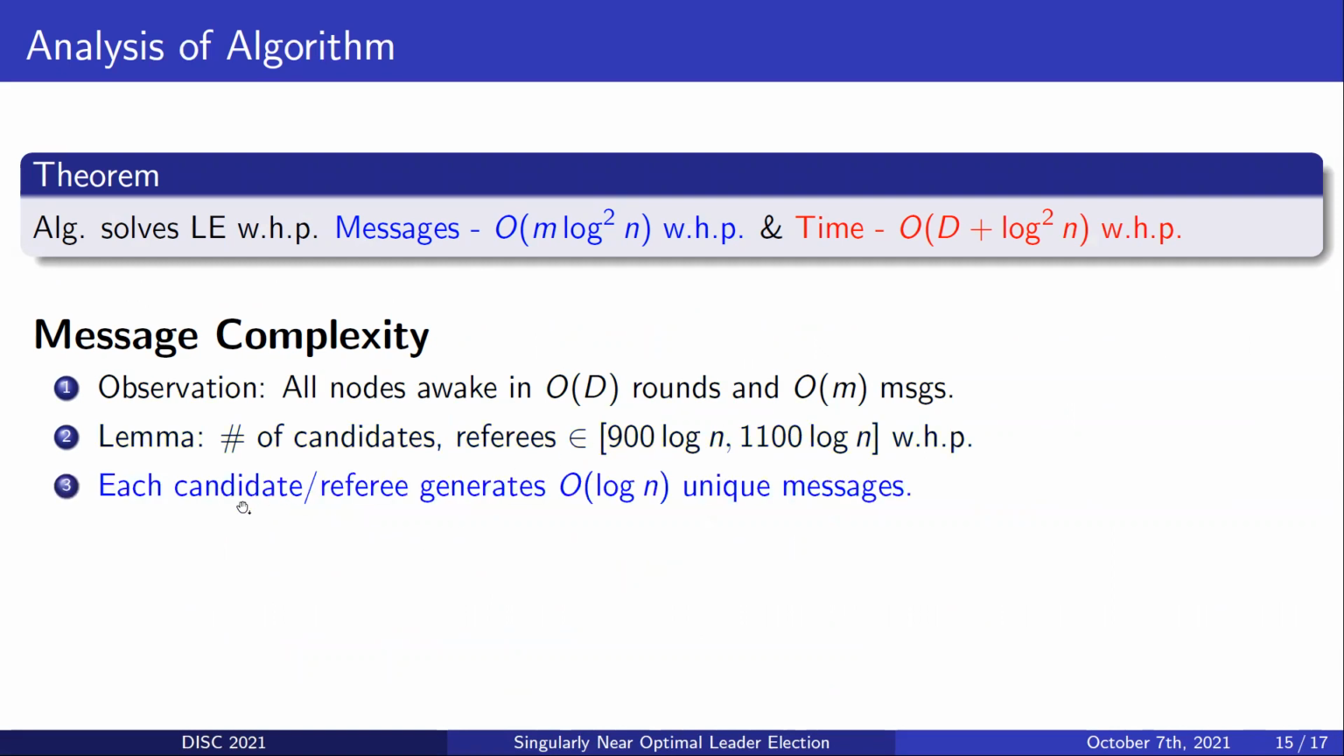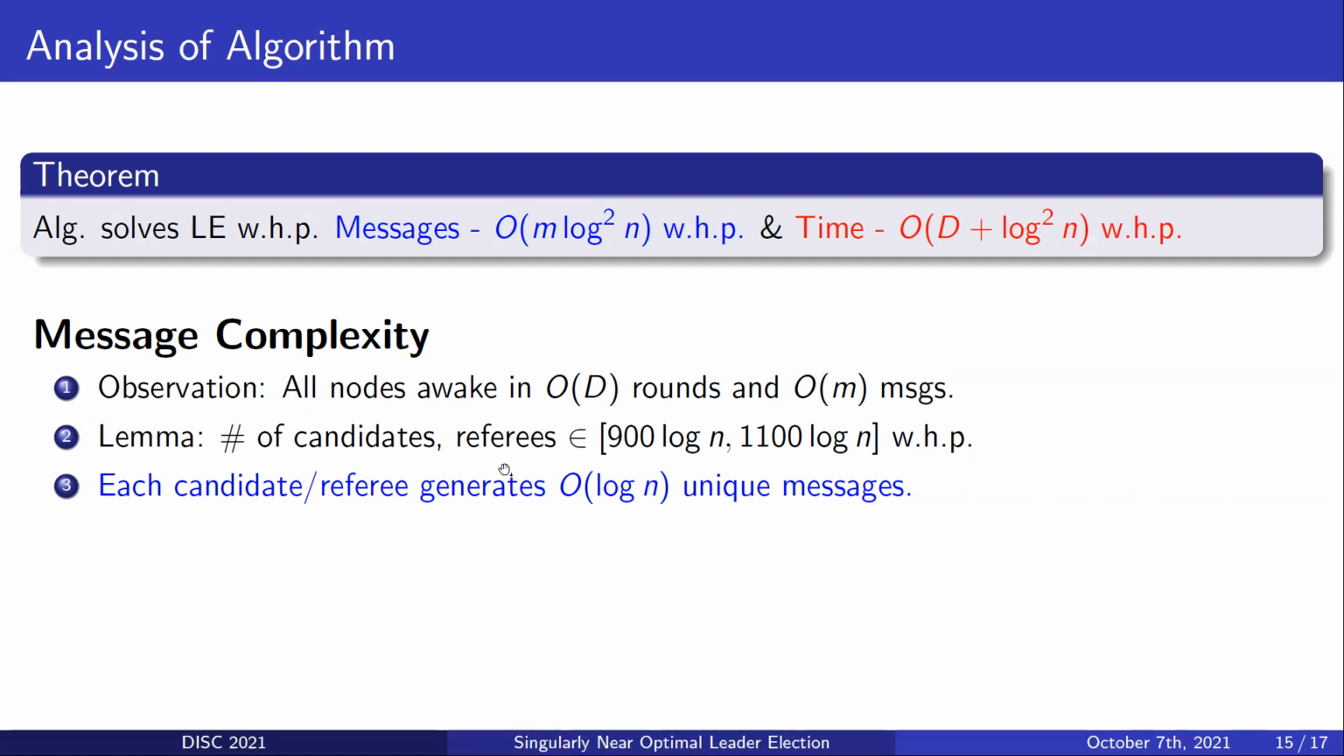Now, we can show that each candidate and referee generates only O(log n) unique messages. Candidates really only generate three types of messages. One is a candidacy message saying, I want to be the leader. Another is a loss message. If it loses a dispute, it'll broadcast that, okay, I have lost. And the third type is a leader announcement message, which only one node really does.